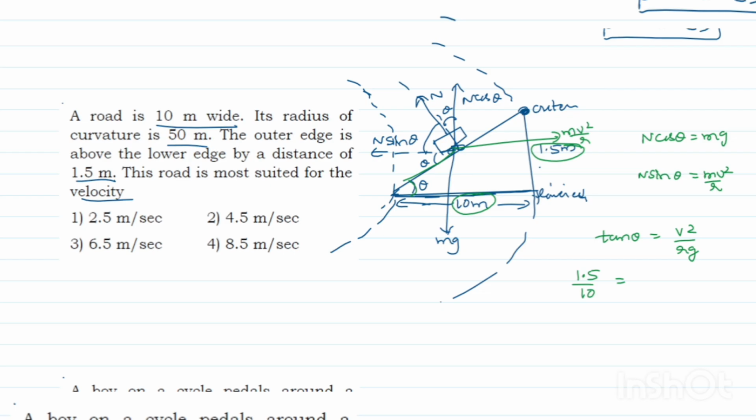So we need to calculate the speed. The radius of curvature is given as 50 meters, and g you can take as 10. The 10 gets cancelled. V square equals 50 into 1.5, which is 75. Then velocity will be nearly 8.5 meters per second. This is the correct answer.